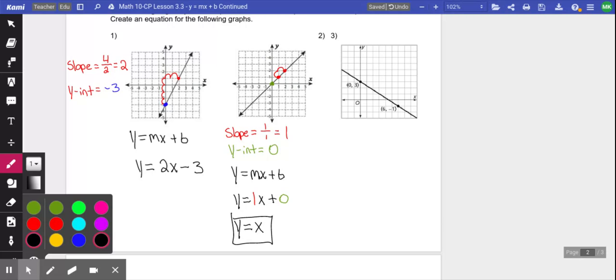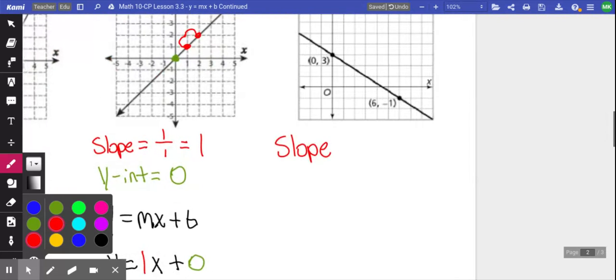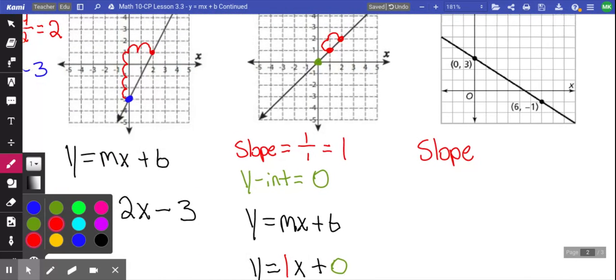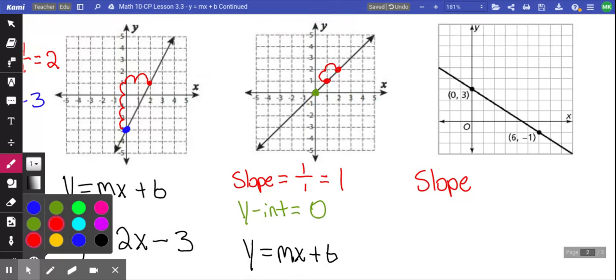The last one over here, first thing you want to do is figure out the slope. So pick 2 points. Always work left to right. So I go 1, 2, 3, 4 down. 1, 2, 3, 4, 5, 6 to the right. That means my slope is negative 4 because I went down 4 divided by 6 to the right.